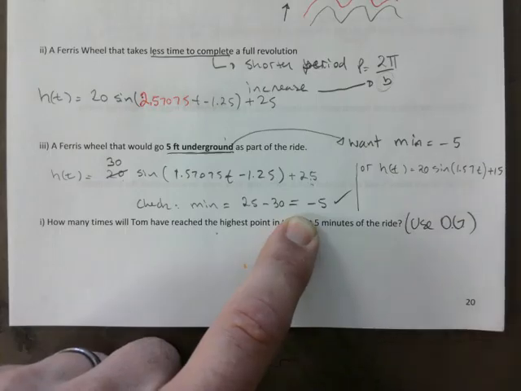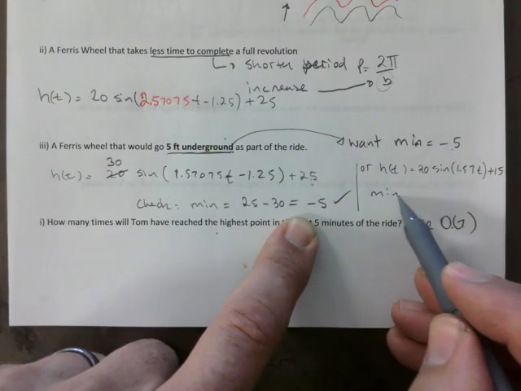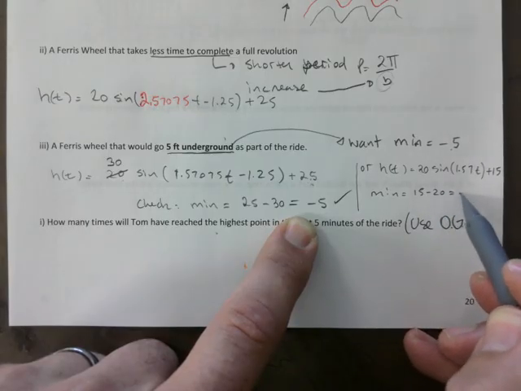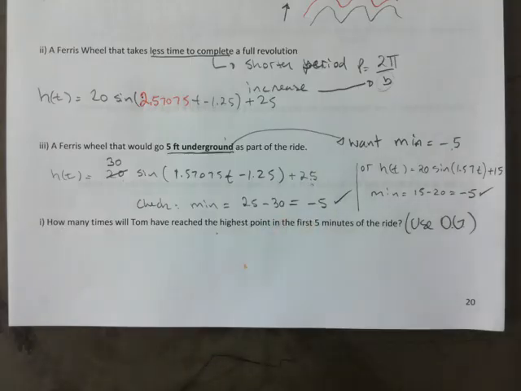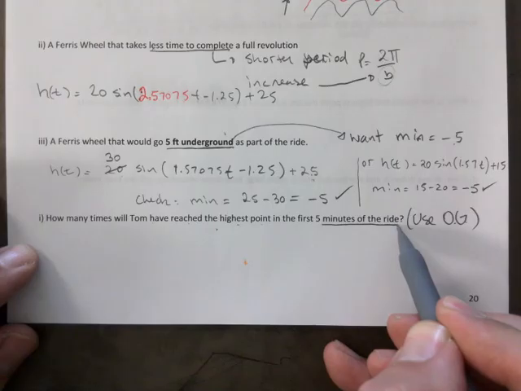It doesn't have to be the exact same equation as long as you make sure that this has a minus 5 minimum. So minimum would be 15 minus 20, which is negative 5, check, right? So I'll put it this way, okay? When it comes to the height, you can play with either A or D, whichever one you find easier. When it comes to the period, which is the only one that you can change, the value of B, you don't have a choice there. You need to make sure you change that one. What about this one? How many times will Tom have reached the highest point in the first 5 minutes of the ride?